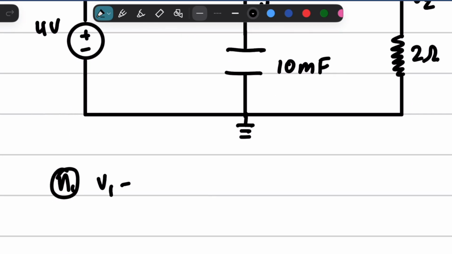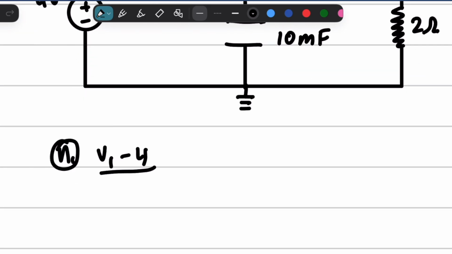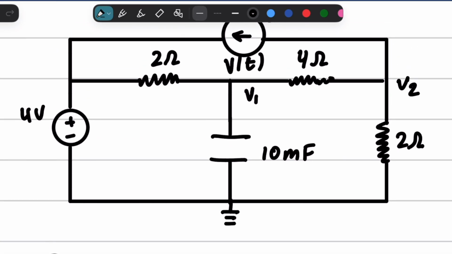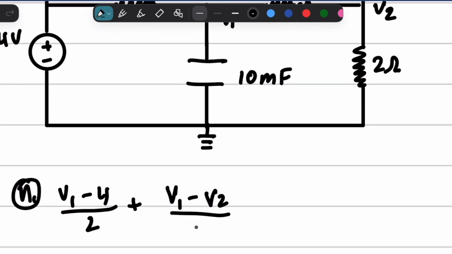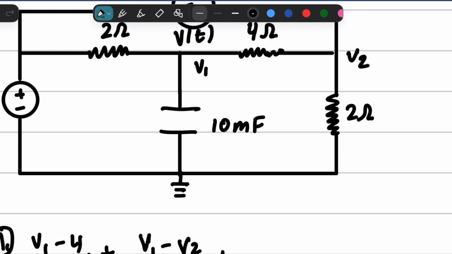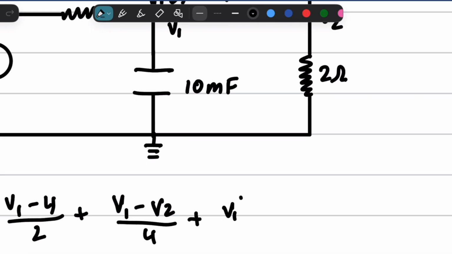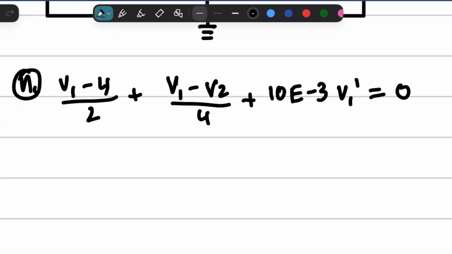And we're going to have V1 minus 4 this time instead of to ground, divided by 2, plus V1 minus V2 over 4, and then plus V1 prime. It's equal to 0. And once again, I'm about to forget the millifarads. Okay. I'm going to go ahead and simplify this guy down, multiply both sides by 4.